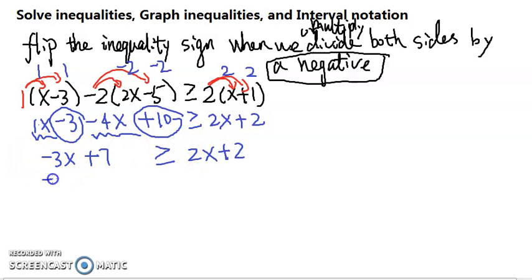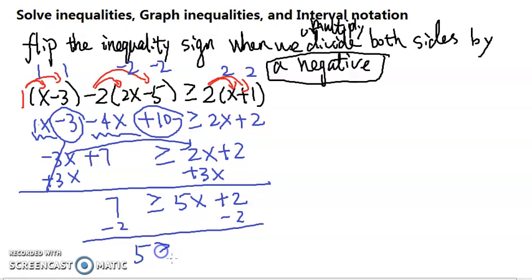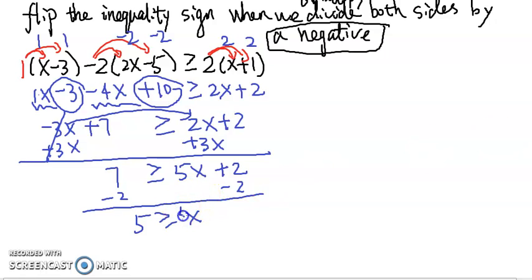And now we're going to add 3x to both sides, because to combine these two like terms, we have to move one of them to the other side. Now we end up with 7 greater than or equal to 5x plus 2. To get x by itself, we subtract 2 from both sides. 5 is greater than or equal to 5x. Then we get rid of that 5 by dividing both sides by 5, and that gives us 1 is greater than or equal to x.